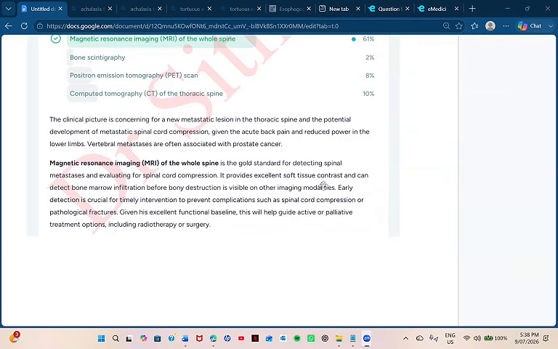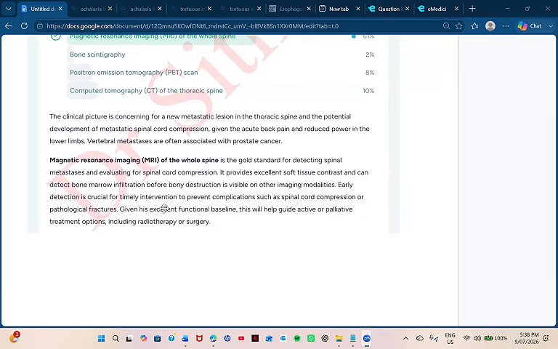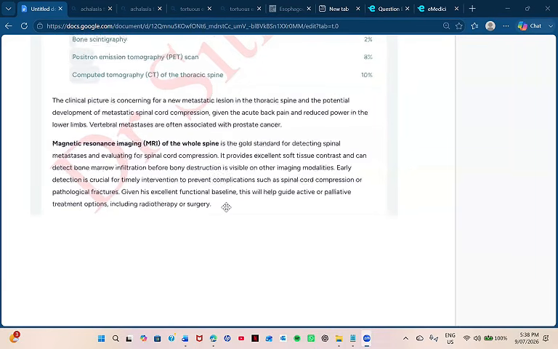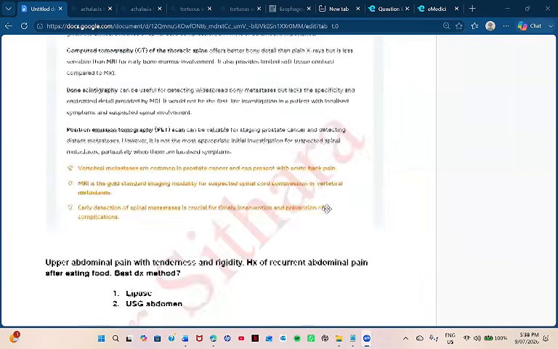The gold standard is MRI to detect spinal metastasis and evaluate spinal cord compression. It provides excellent soft tissue contrast and can detect bone marrow infiltration before any bony destruction is visible on other imaging modalities. Early detection is crucial for timely intervention and prevention of complications.